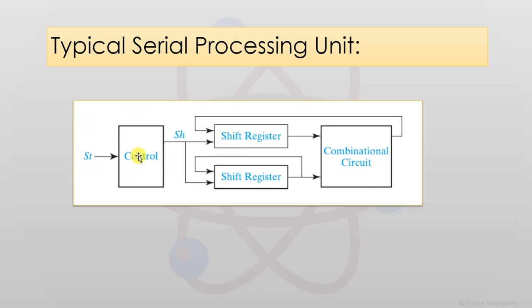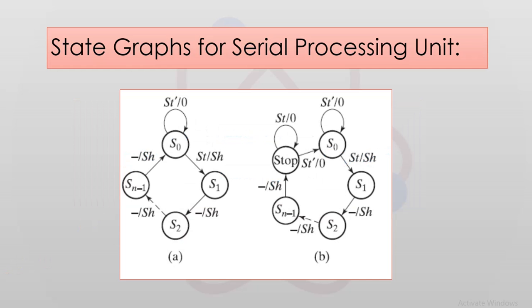When the active clock edge occurs, this bit will be stored in the first bit of the shift register. At the same time, the shift register bits are shifted towards the right. So this is the general serial processing unit, which we have seen in much detail previously. Next would be the control that is present here for the serial processing unit. So this will be explained in detail with the help of the state graph.